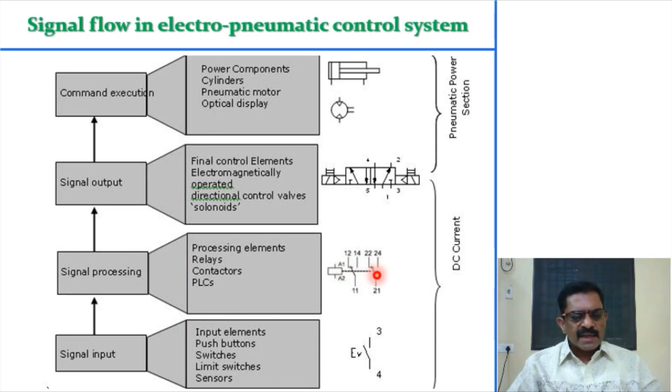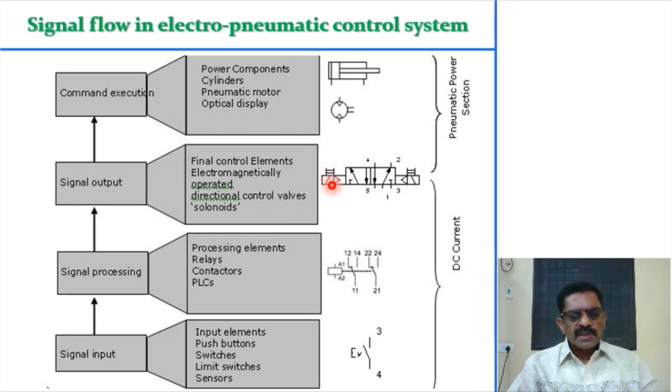It is a relay. Signal processing elements are relays, contactors, and we have PLCs. PLC in depth we are not going to see in this unit; already we have seen what a PLC is. And for signal output, through these devices we can obtain final control elements through DCVs and electromagnetically operated direction control valves, or it can be controlled by solenoids.